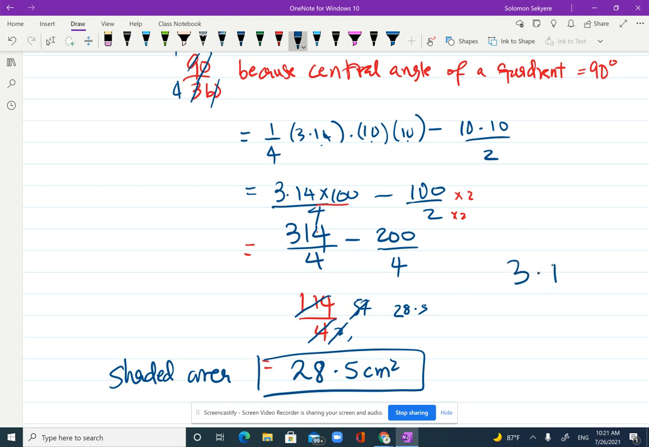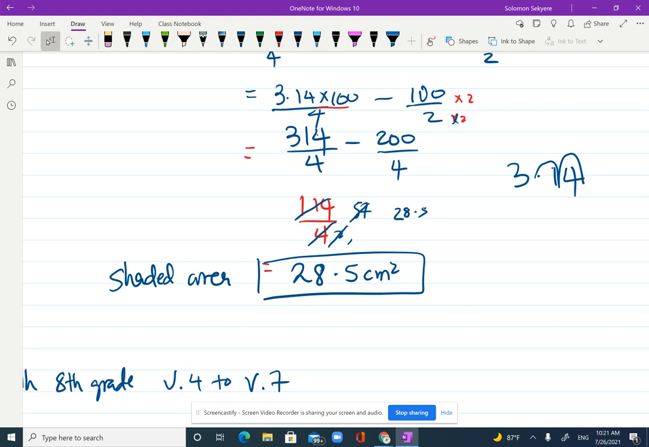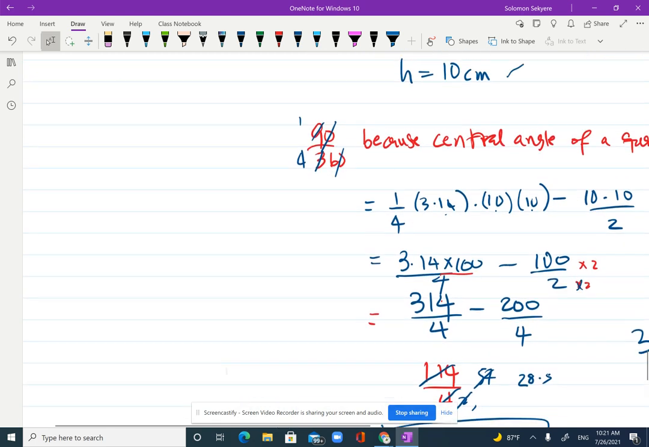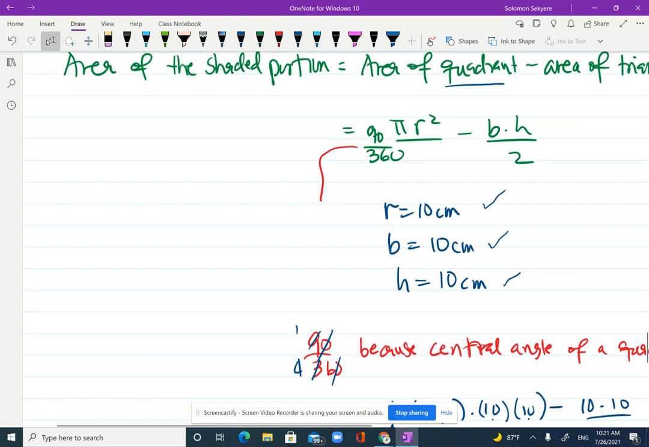3.14 times 100. How do you multiply a number by 100? You get 314 over 4 minus 100 over 2. I change this to the same denominator by multiplying the top and the bottom by 2. So 100 over 2 becomes 200 over 4. I subtract, I get 114 over 4. I simplify first, divide by 2, 57 over 2. I divide again, I get 28.5. The shaded area is 28.5 centimeters squared.